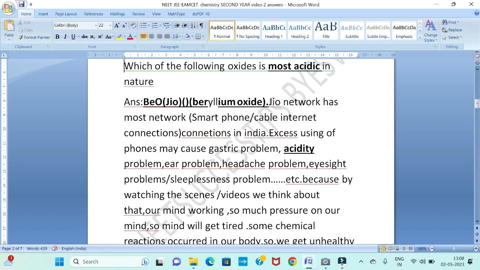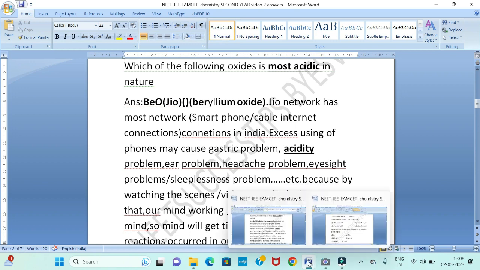So the most acidic is the Geo network. Most people use the Geo internet connection on phones, smartphones, laptops, TVs like that. So that is the keyword, Geo. If you use Geo phones for more time, acidity problem will come. So the most acidic oxide in nature is beryllium oxide.